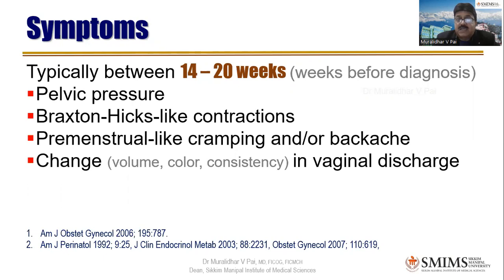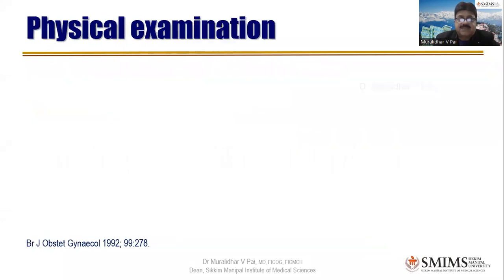Then change. What is the change? In volume, in color, in consistency of vaginal discharge. These are like the forerunners of cervical insufficiency. There will be plenty of discharge, very thin and colorless maybe sometimes. And in a good number of patients, there may not be any symptoms at all. Suddenly, she will have, within no time, expulsion. So that is cervical insufficiency.